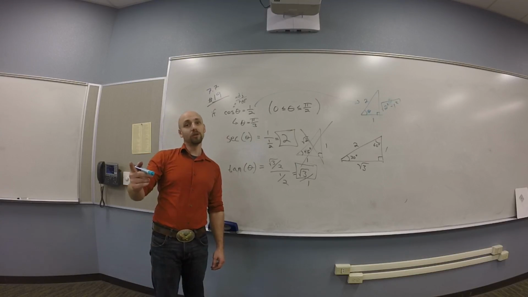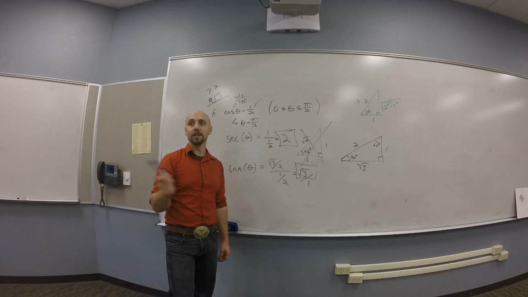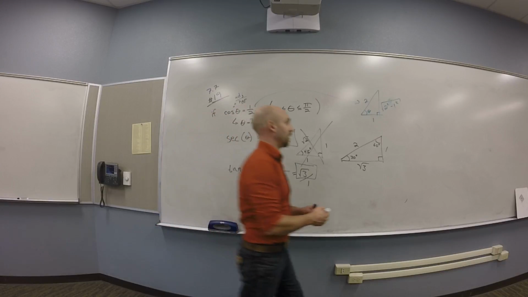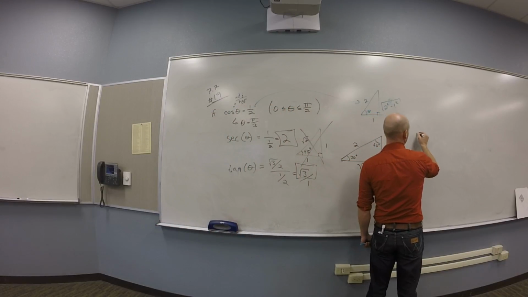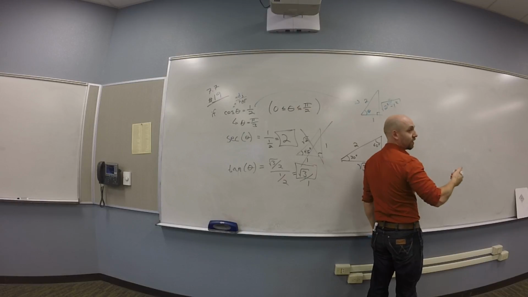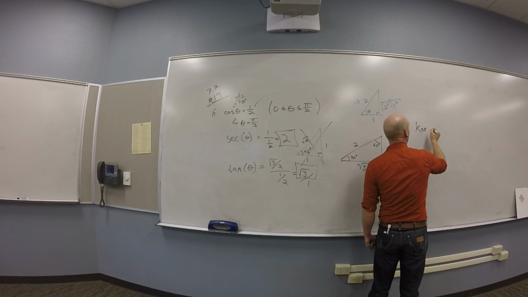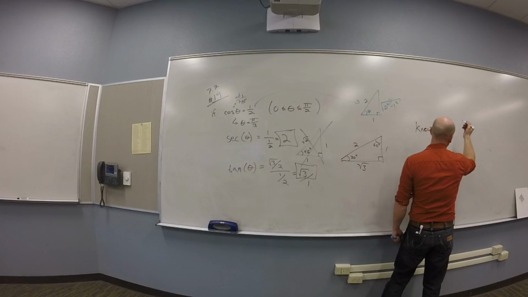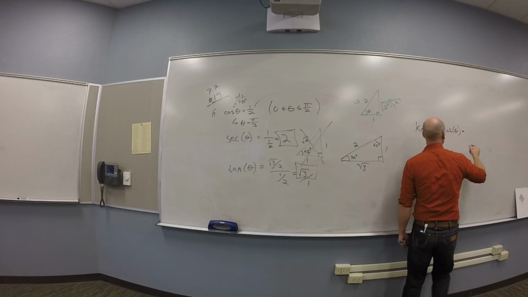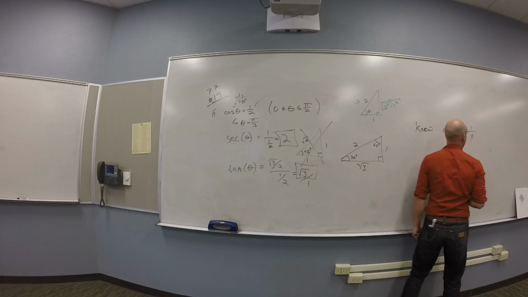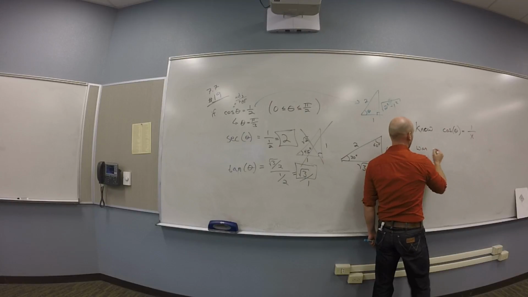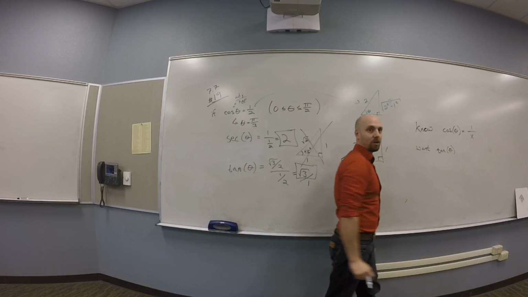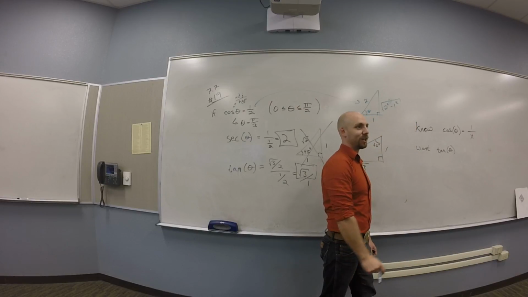That's a trick you'll use in Calc 2. You'll end up with a problem where you know that the cosine of theta is 1 over x, and you'll want the tangent of theta. Merrill calls this triangle time. So you draw a triangle.